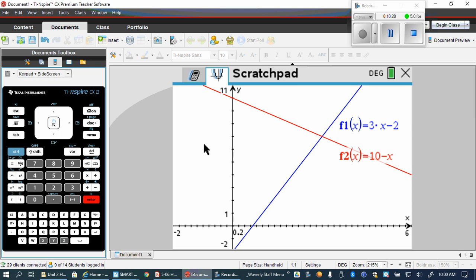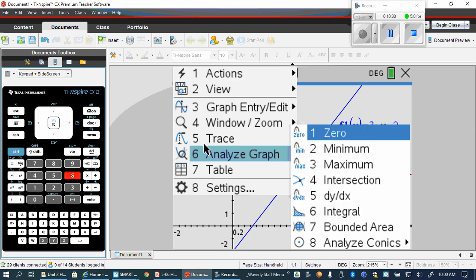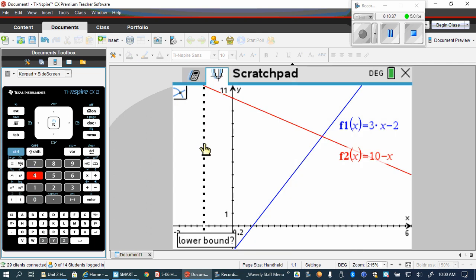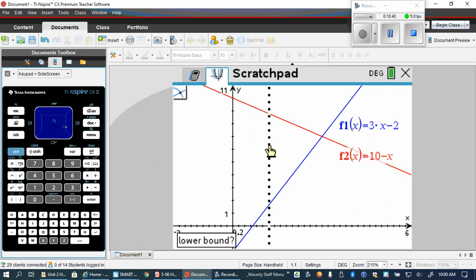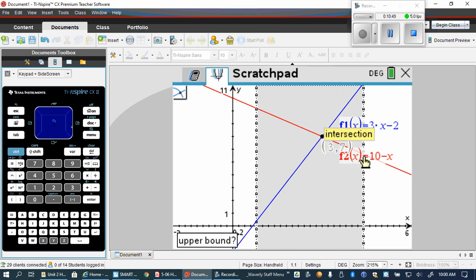Remember? You just look. Or how do you get the calculator to tell you exactly what the coordinates are? Menu, analyze graph, intersection. Remember, it's going to ask you for a lower bound, so you want to be to the left of where you can see it. Hit enter. Menu, analyze graph, and then slide over to where you're above it and hit enter again.